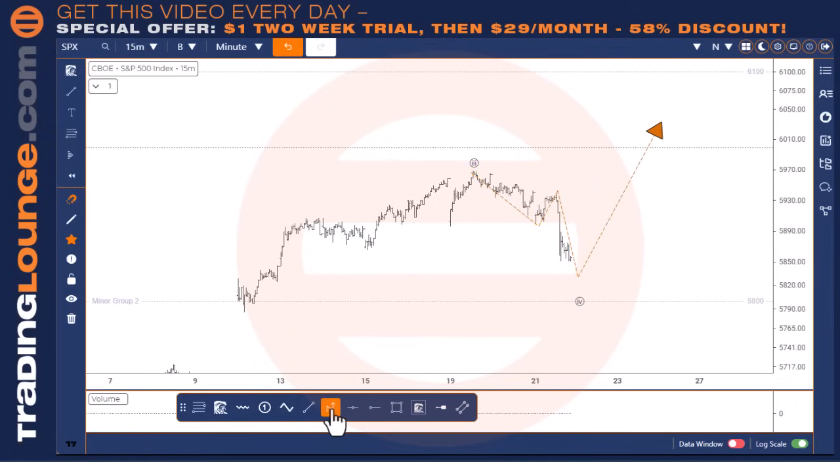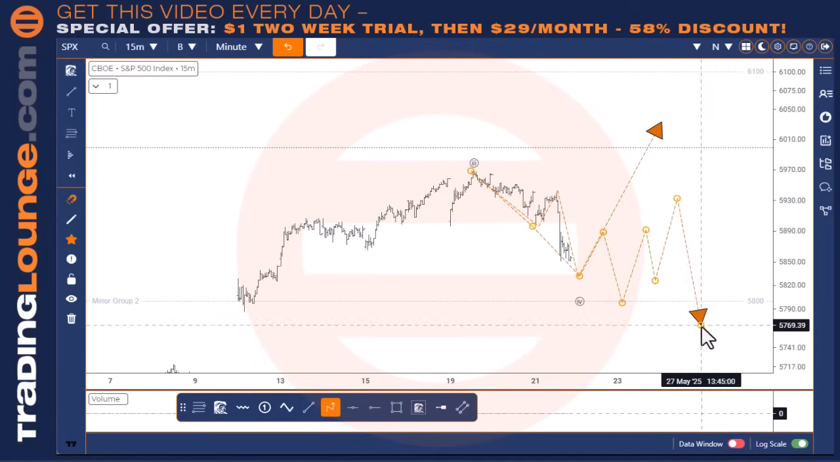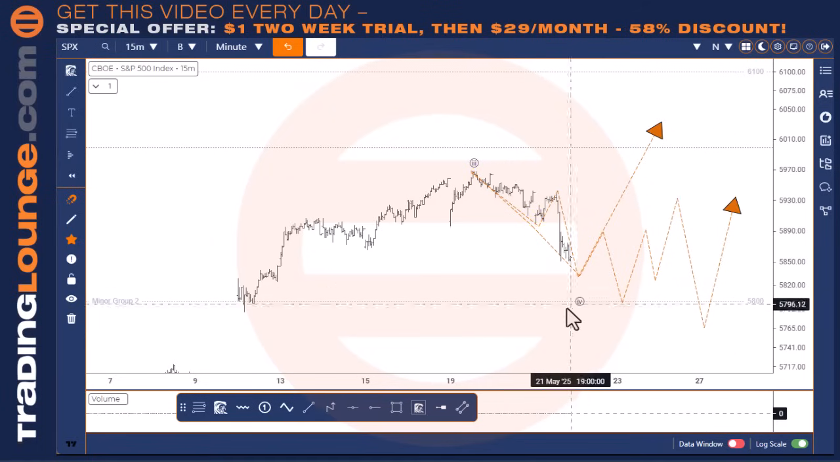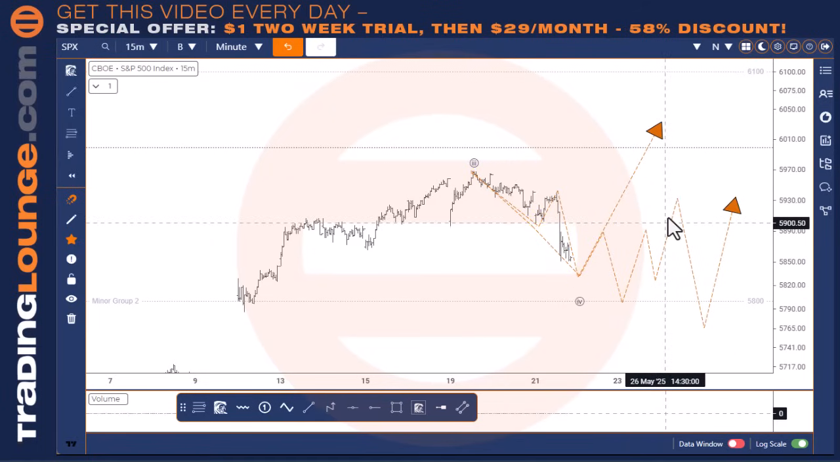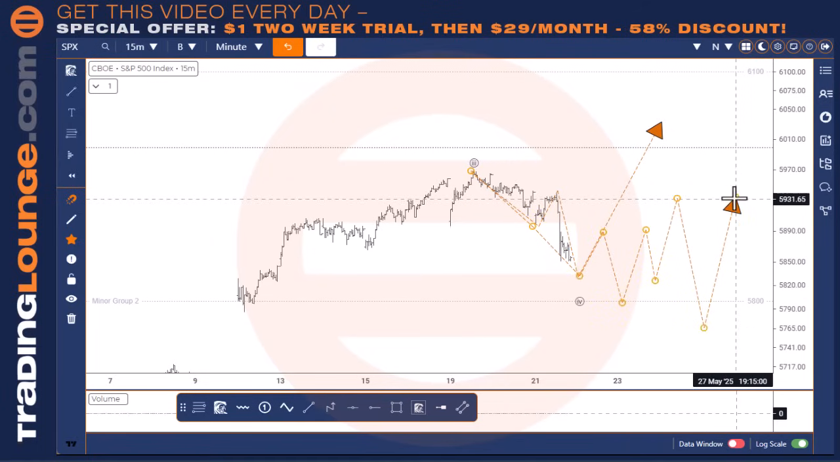That's one way to look at it. The other way to look at it is down for 1, back for 2, down for 3, back for 4, down for 5, and then an ABC pattern here, and then another pattern here. So we could look at all of this down here for the A wave, the B wave, and the C wave here, and then move up.